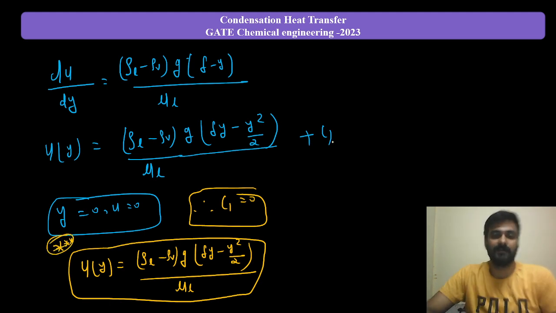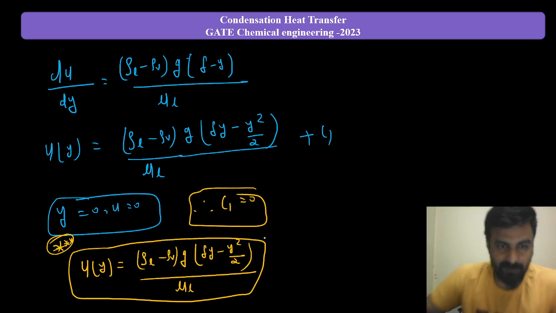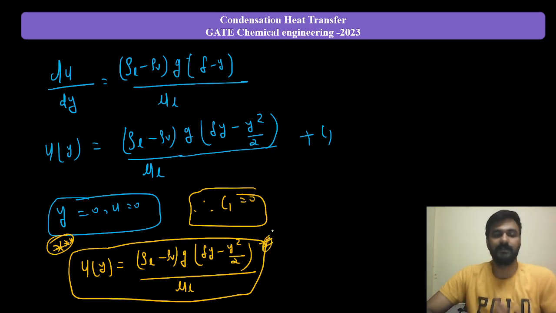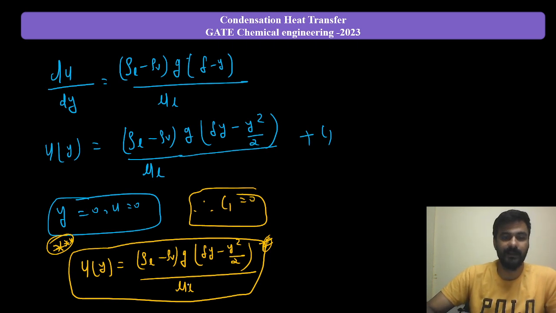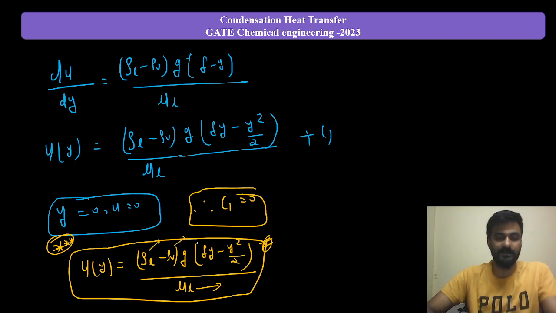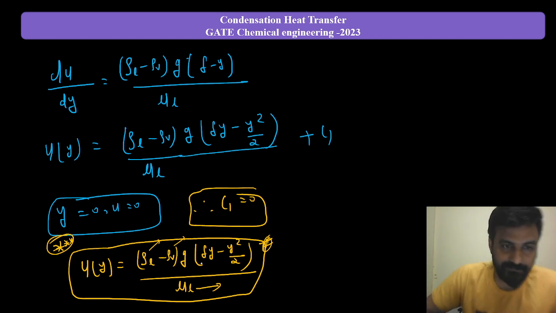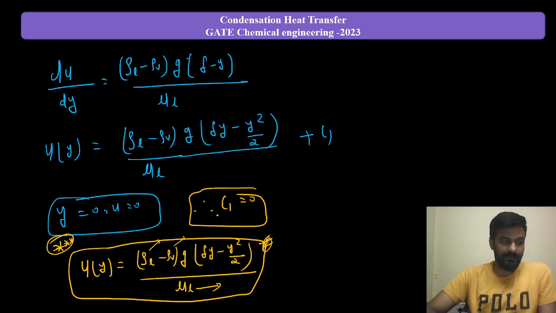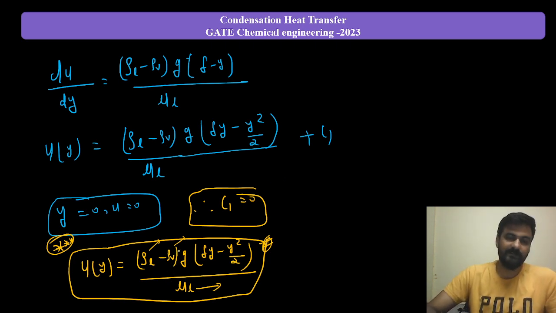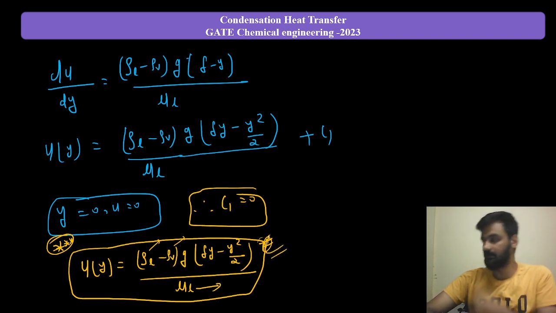Sometimes you will get a question on this particular formula as well: calculate the velocity of the condensate layer at a particular distance y. Mu L is the viscosity of liquid, rho L is the density of liquid, rho V is the density of vapor, and g is the acceleration due to gravity. Sometimes it will give an approximation that the density of liquid is very much greater than the density of vapor. So neglecting the density of vapor, we get rho L into g into (delta y minus y square by 2). That depends upon the derivation and how we were using it.